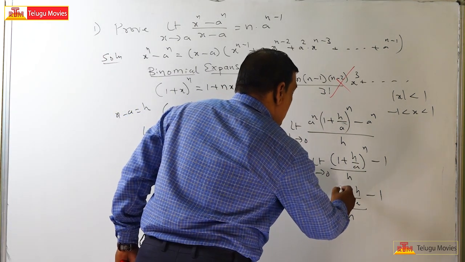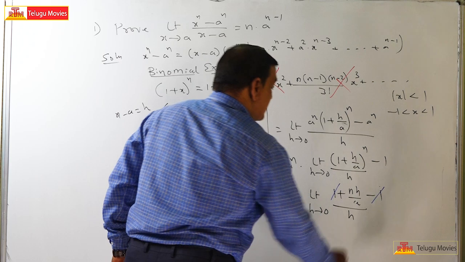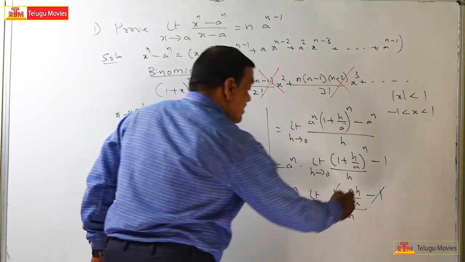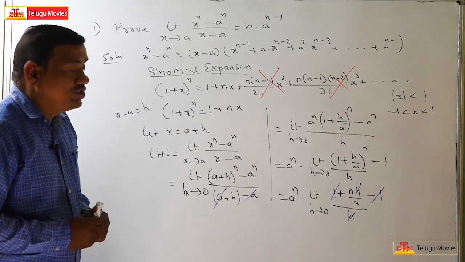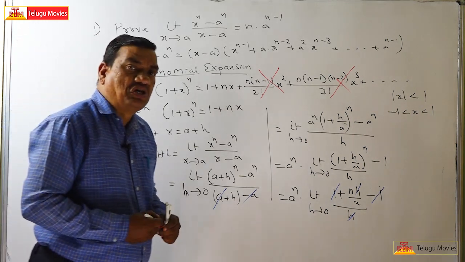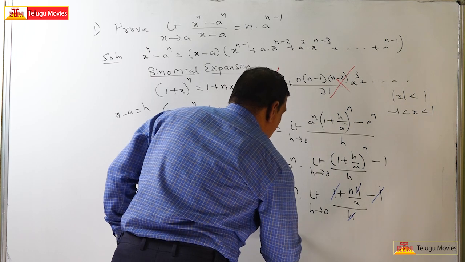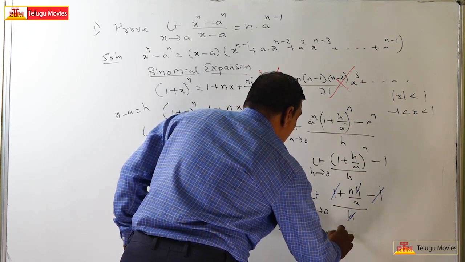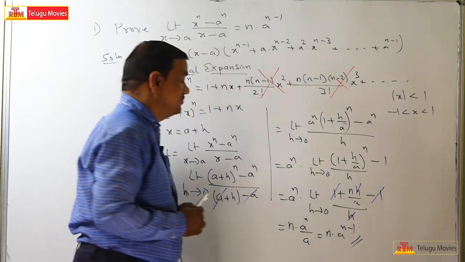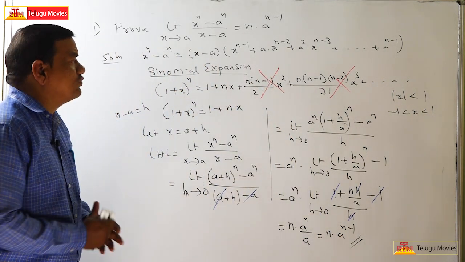Yes, we can cancel here. Plus a, plus 1, minus 1 we can cancel. h also we can cancel. So therefore, limit h tends to a, n by a. n is a constant, a is also a constant. Therefore, n into a power n minus 1, so n into a to the power of n minus 1.